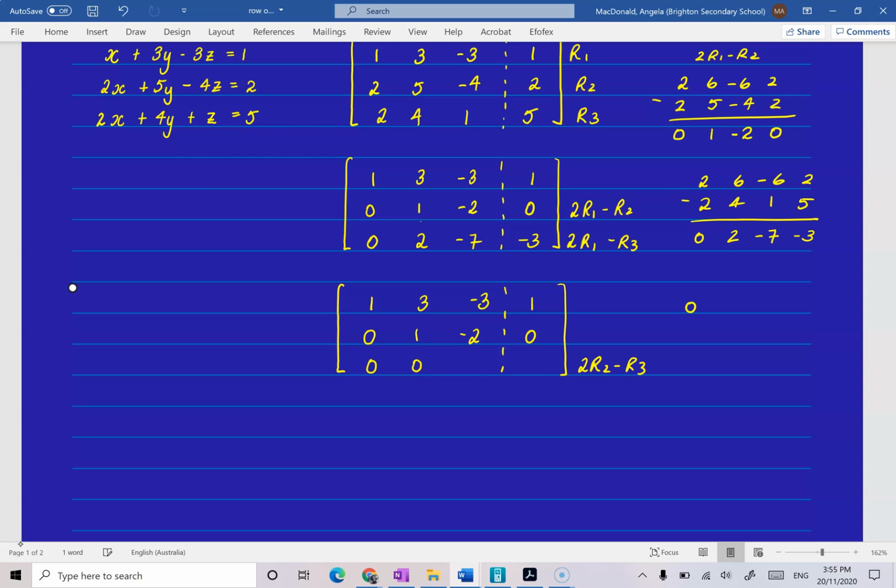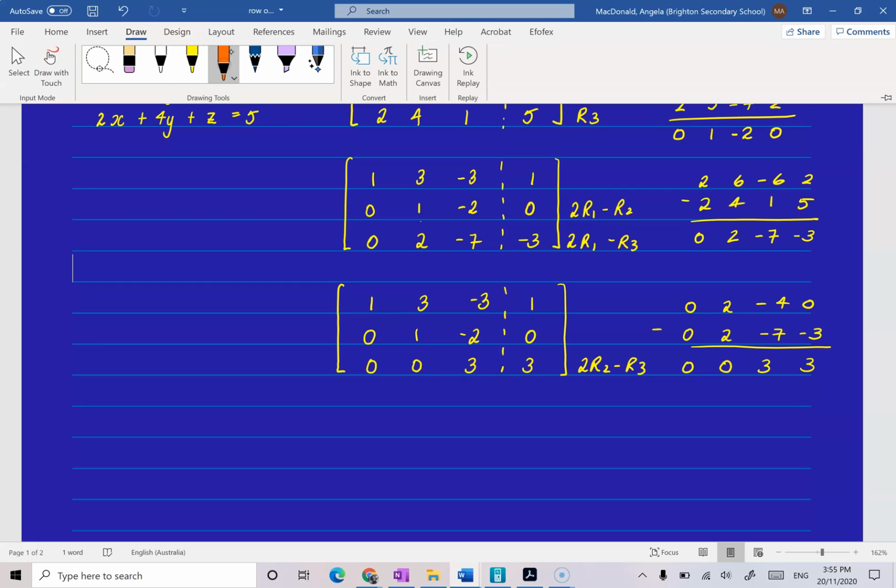So 2 row 2 becomes 0, 2, minus 4, and 0, and we're subtracting row 3, which is 0, 2, minus 7, and minus 3. 0 take 0 is the 0 that we wanted, yay. 2 take 2, 0, huzzah. Minus 4 take 7, so again that becomes plus 7, so it's a 3, and 0 take 3, we get a 3 again. So this becomes 3 and 3.